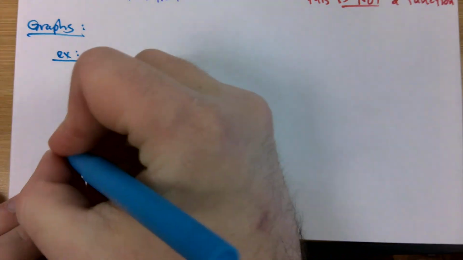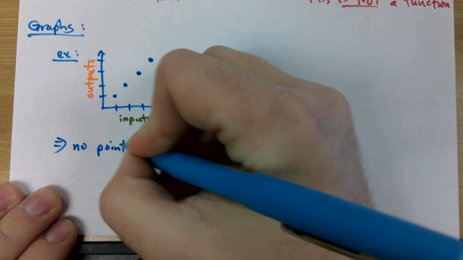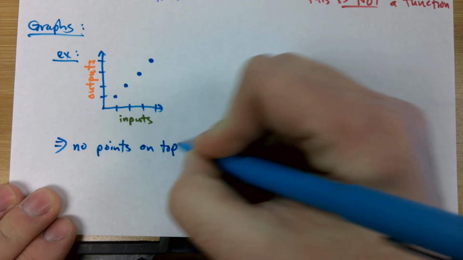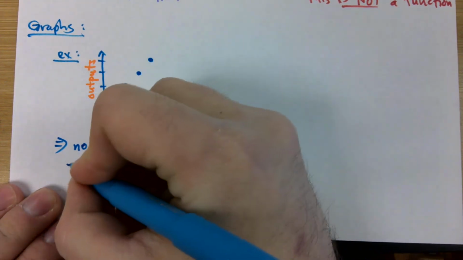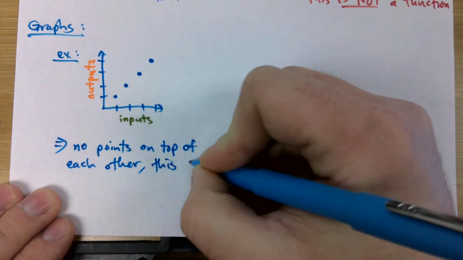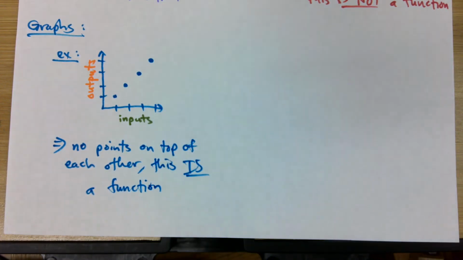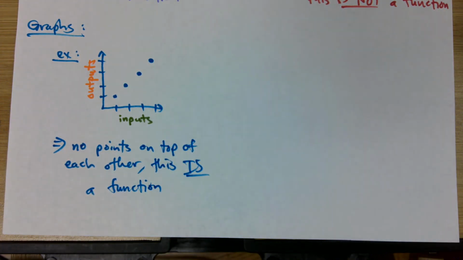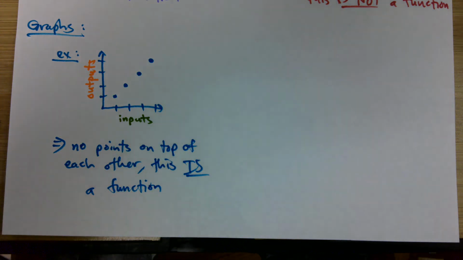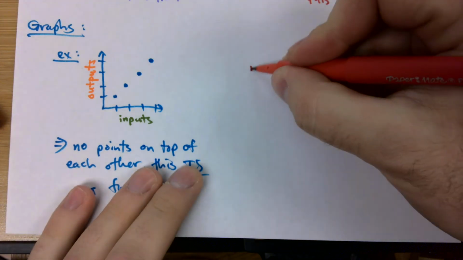So here's what we're going to write, because this is what we're going to be looking for on graphs. There are no points on top of each other. Therefore, this is a function. Why would we be looking for points on top of each other? Jordan? Because that would mean they would be repeating. Exactly what would be repeating, the input or the output? The input, exactly.